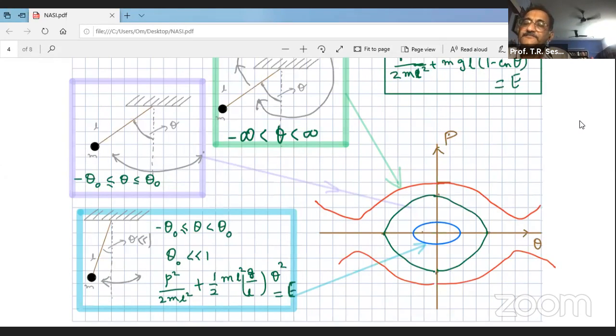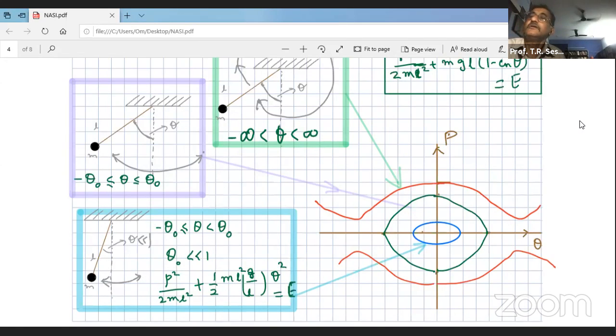Now I take the case of the green curve. Rajiv Das has asked, what happens when the energy is dead and the momentum of the bob stops? I will come to this slightly later, and that has to do with the damped oscillator, the phase space motion of a damped oscillator.